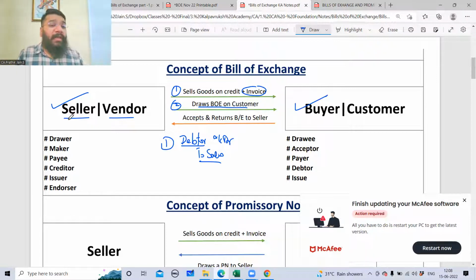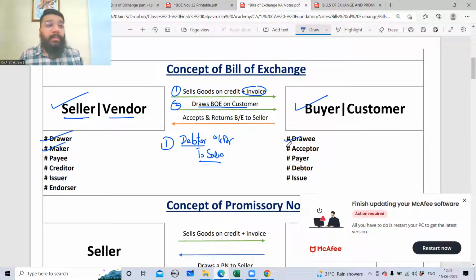In a bill of exchange, the seller will draw the bill. Draw means what? Make the bill. Make the bill means what? Create the bill or write the bill. Bill means what? All the terms and conditions. So therefore, the seller is called the drawer of the bill, or the maker of the bill. This bill is drawn on behalf of the customer, for the customer, and this person will be called a drawee.